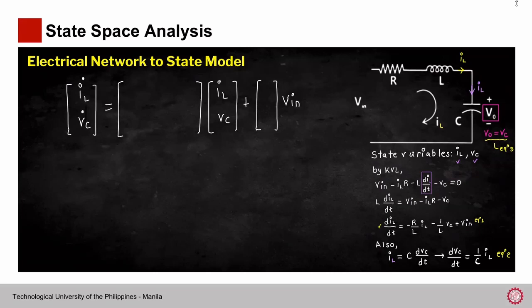But take note, guys, that these markers are not part of our answer. We just put them so we don't get confused. So this is IL and this is VC. Okay. So what is IL dot? We're going to use equation 1, right?